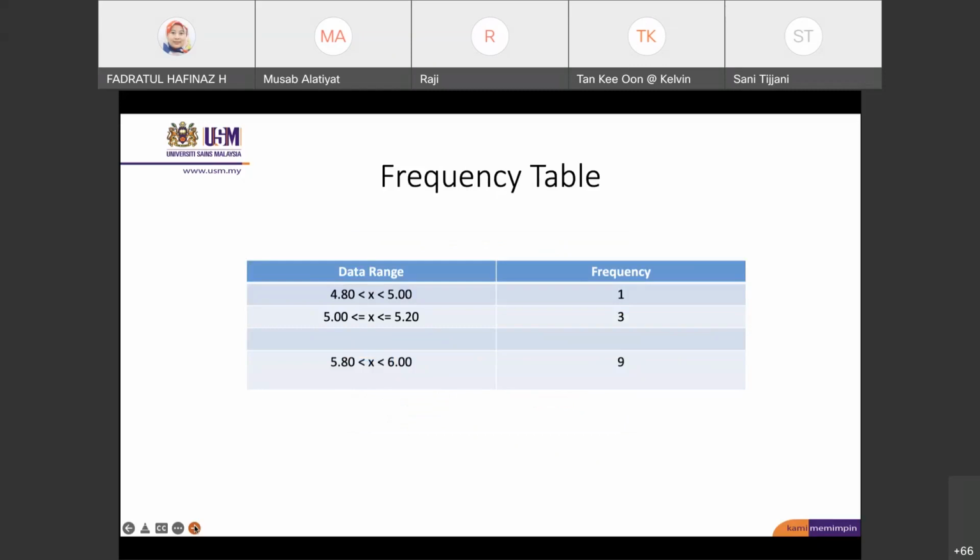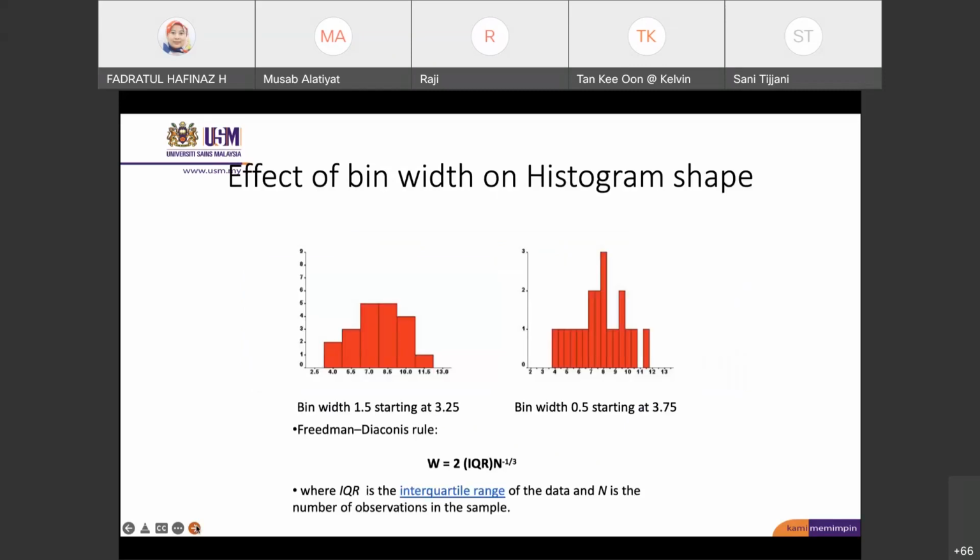So the frequency table is a tabular representation of the frequency distribution of the data, which can be graphically represented using the histogram. Okay. So this is the effect of bin width on histogram shape. You can see clearly that the choice of bin size will affect the shape of the resulting histogram. The optimal bin size can be determined using the Freedman-Diaconis rule.